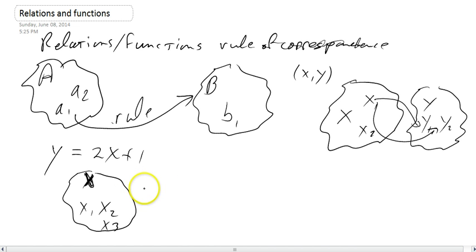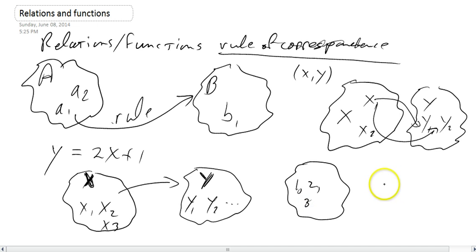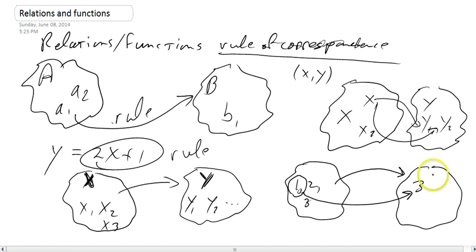But then there is some rule, and this is back to the idea of rule of correspondence. There's some rule that relates elements of x with elements of y. So y1, y2, etc. And in this case, if we have our set x, and it has elements 1, 2, 3 in it, then our rule would be 2x plus 1. So the rule would say to take 2 times the element in x, so 2 times the element 1, and add 1 to it. So that would be 3, and that would give us the value 3 in our set y.